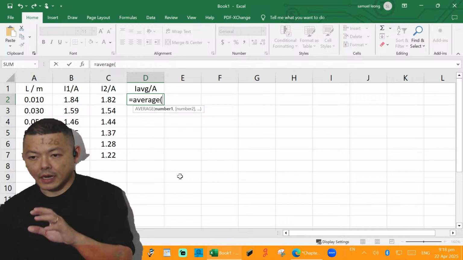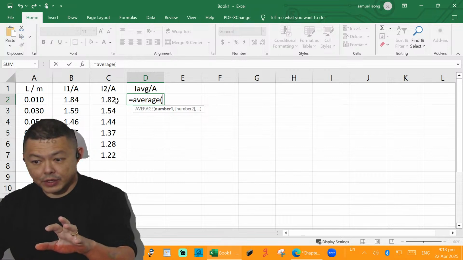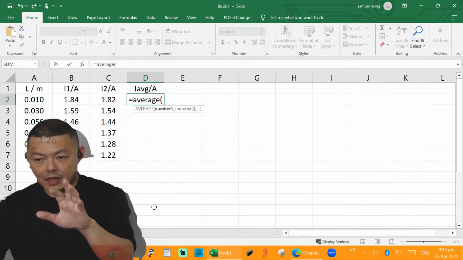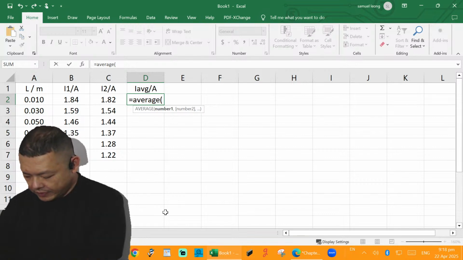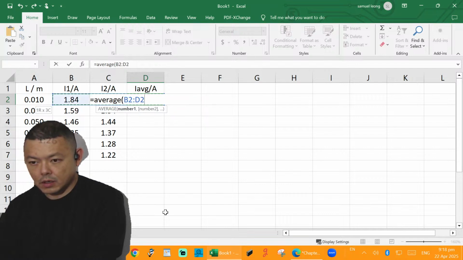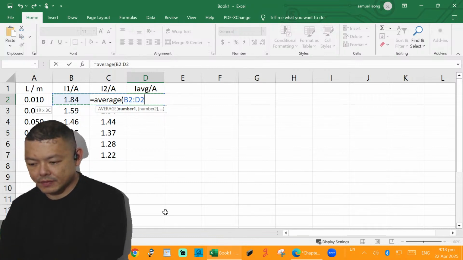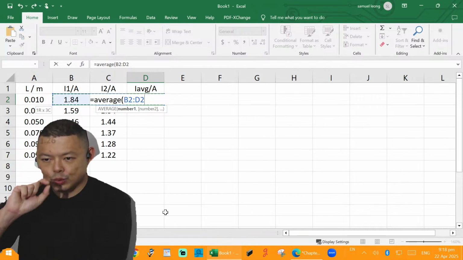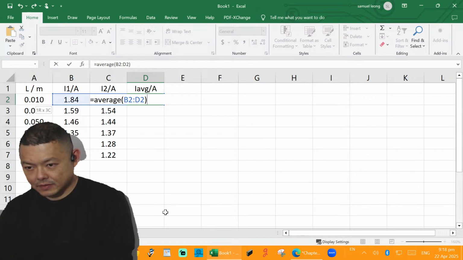And this is what I like to do. Now you can use your mouse to click and highlight these 2 cells. But the way I like to do it is like this. I hold down shift and I press the left arrow 2 times. Then it will auto select the 2 left cells for me. Then I close bracket. Then I press enter.